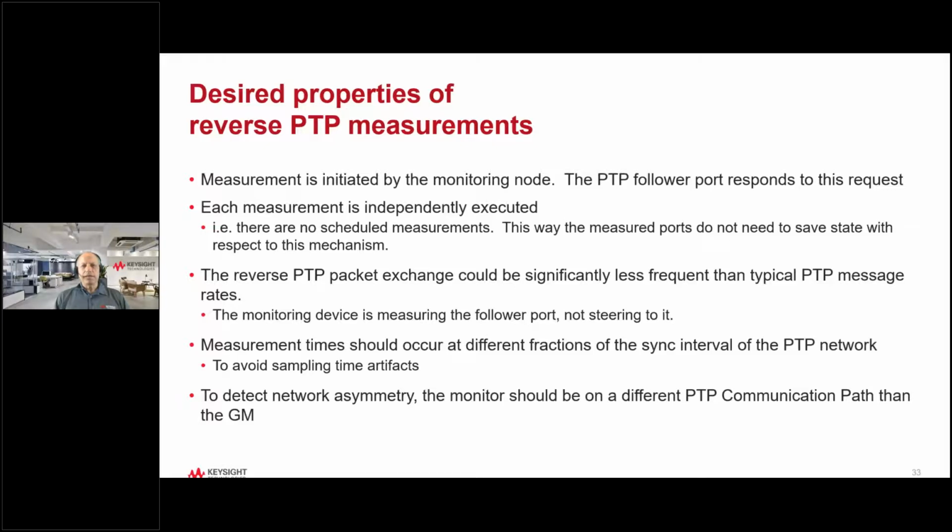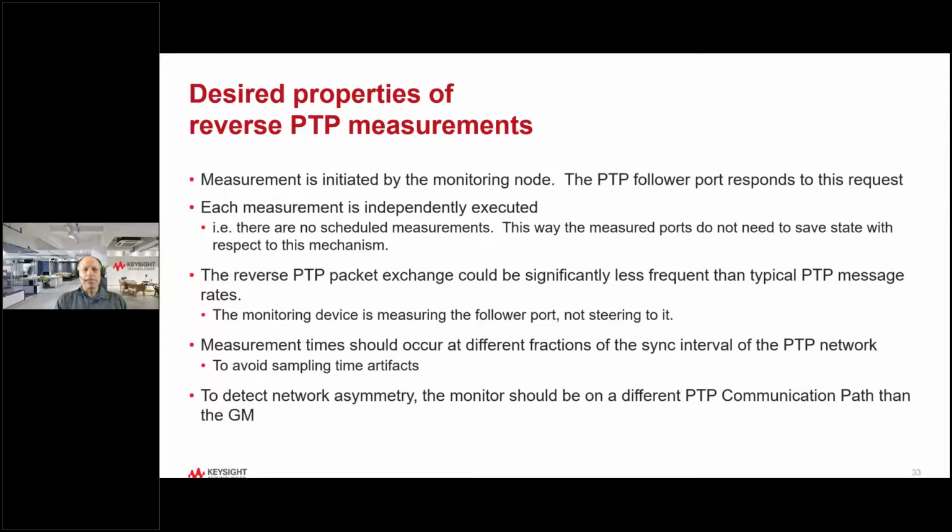The second is we want the measurement to be independently executed, i.e. we don't want to schedule the measurement. This gives the ability to not require any state on the follower, and also not to depend on any specific time of the measurements. The reverse PTP exchange could be significantly less frequent than typical PTP messages, but we can increase the measurement interval if we see problems. So typically we might measure this maybe once a minute under normal operating conditions, but if we see something that's wrong, we might start to measure this 32 times a second to see what's going wrong.